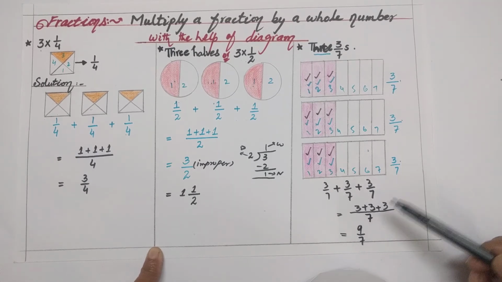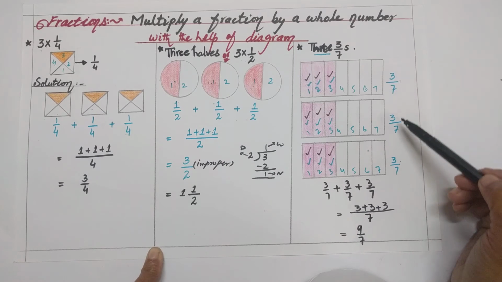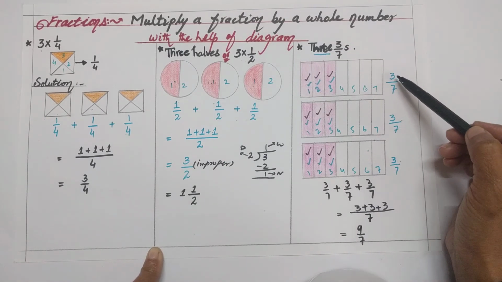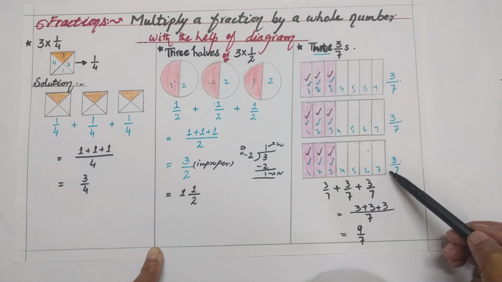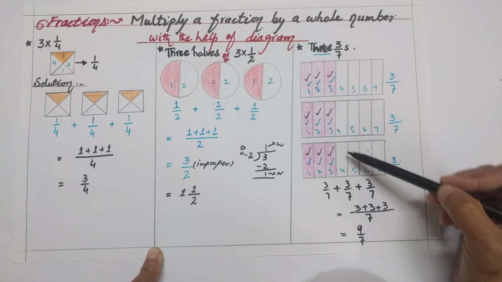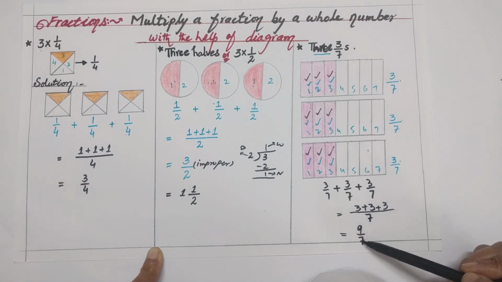Why? Because we have 3 by 7s, 3 times 3 by 7. So when we combine all these fractions, it means we have to combine all these shaded parts. So our total shaded parts are 9.